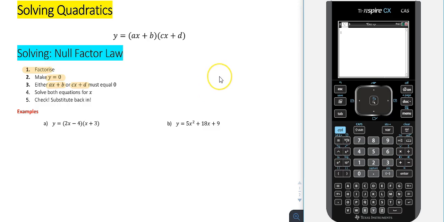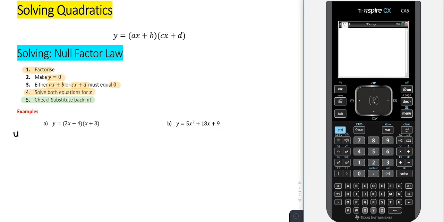So your step after that then is to solve both of those equations for x. So if you've got 0 equals ax plus b, solve for x, or 0 equals cx plus d, solve for x. Again, you check your solution is your last step, and you can do that by substituting it back in. So if you find out that x is equal to something, put it back in here. This might equal 0 or should equal 0, and then that will show you that it works. We're going to look at this with two examples.